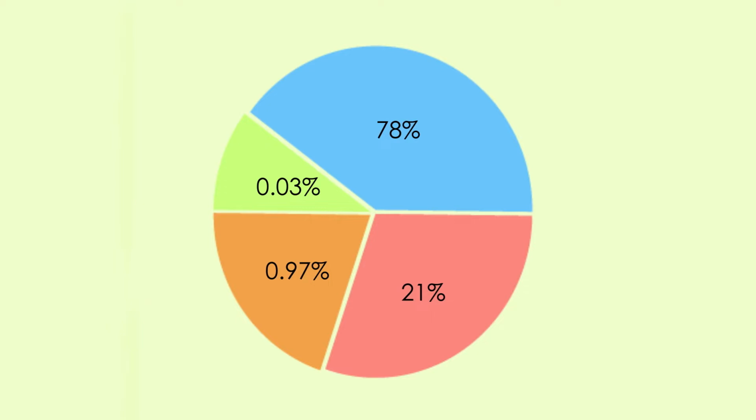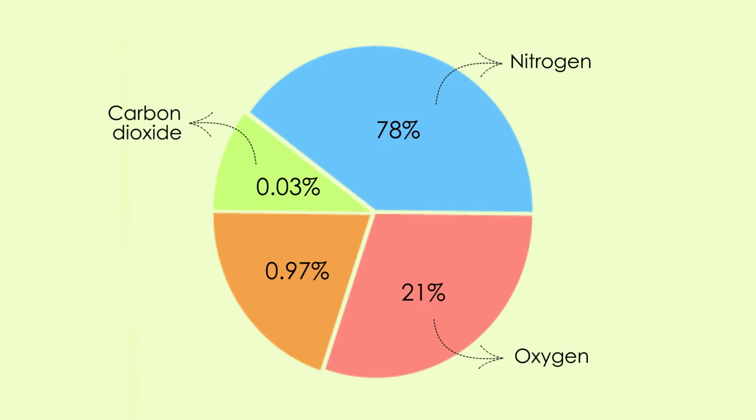This is the composition of air in the atmosphere. Nitrogen makes up 78%. Oxygen makes up 21%. Carbon dioxide makes up 0.03%. And inert gases and other substances make up 0.97%.